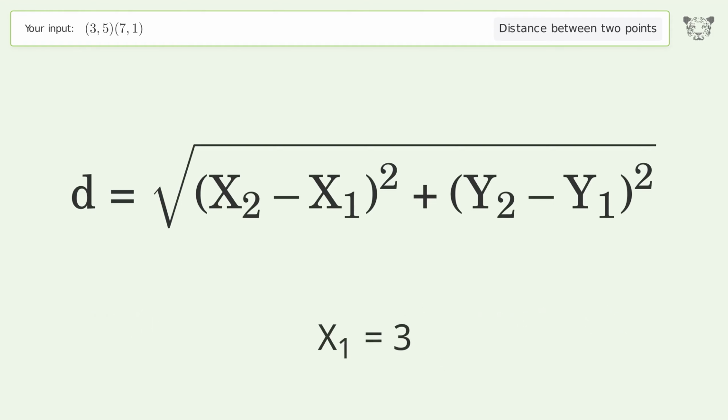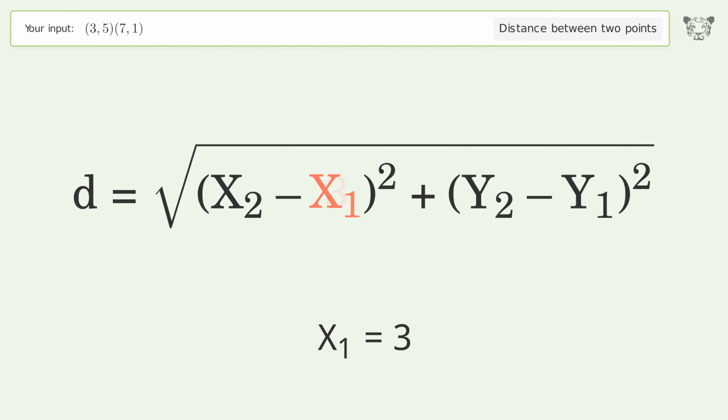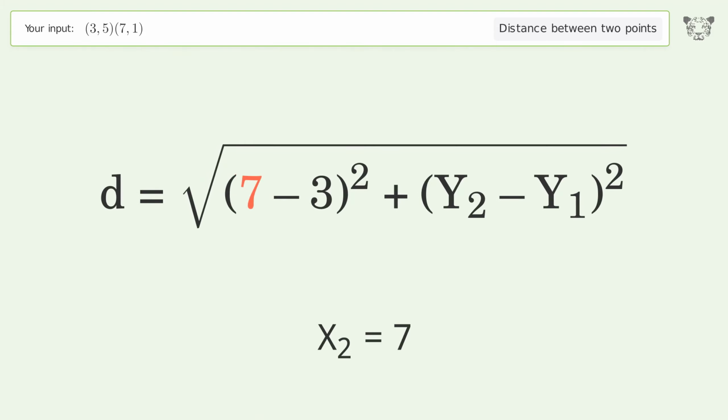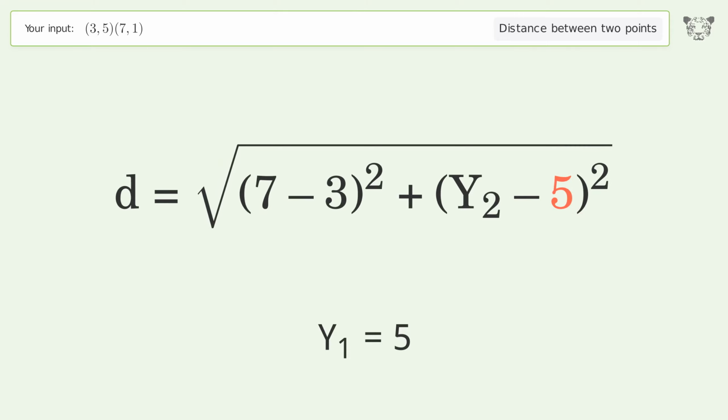x1 equals 3. x2 equals 7. y1 equals 5. y2 equals 1.